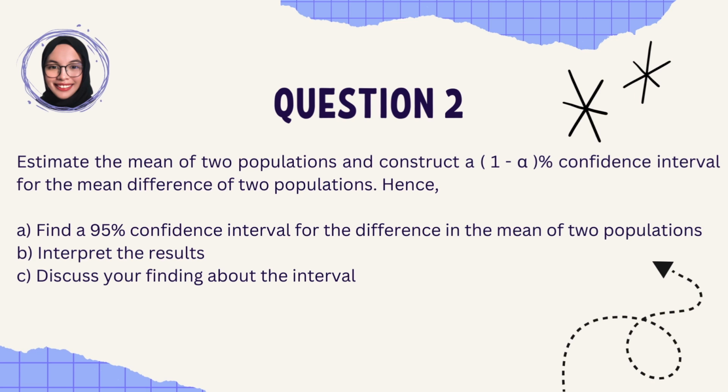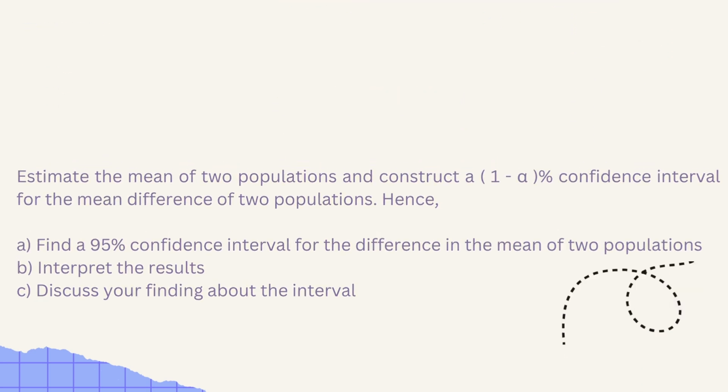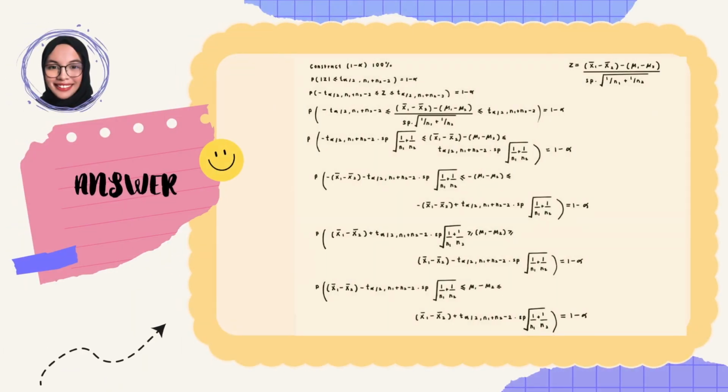Next, for question 2, we choose the variables gender and hours of study to estimate the mean and construct the confidence interval for the mean difference of two populations. In this question, we are still using the t distribution but slightly different from the previous question, where the t-score will be t alpha over 2, n1 plus n2 minus 2, equals to 1 minus alpha. The transformation process is carried out until we get the final formula.